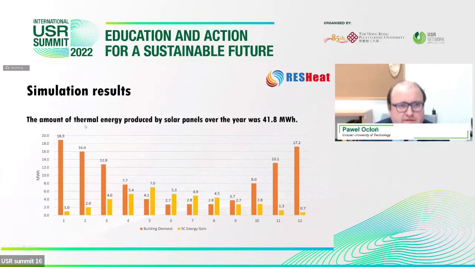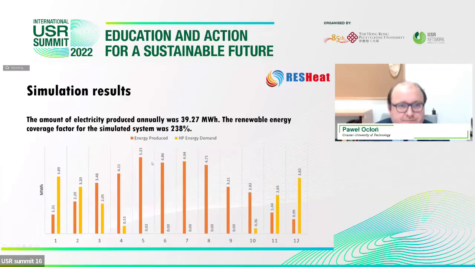And also, here is the thermal energy produced by the solar collectors, which is nearly 41.8 megawatt hours. In fact, we use part of it, the majority, for the actual demand. Some of it we are storing in the tanks. And we are producing nearly 40 megawatt hours per year of electricity. For the heat pump, less than 20 megawatt hours is needed to deliver the building heating. And in fact, thanks to this high COP of the heat pump, we are covering more than 200% of the electrical energy demand of the building and of the system. Therefore, this is quite a good result.